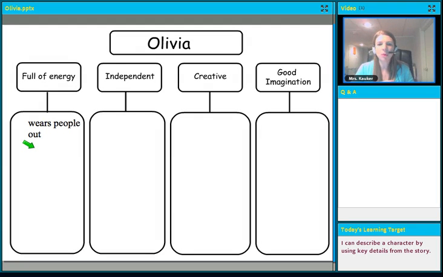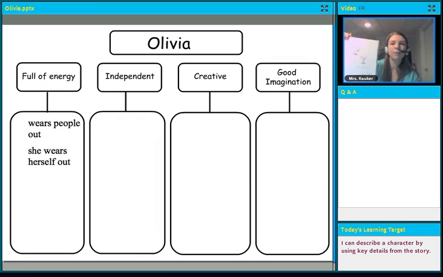But I think there was more that I heard in the story about why I think she's full of energy. It says she even wears herself out. If she wears herself out, she's full of energy. I'm going to add that. She wears herself out. So she wears other people out. She wears herself out. I wonder if there's any more things that tell me that she is full of energy.